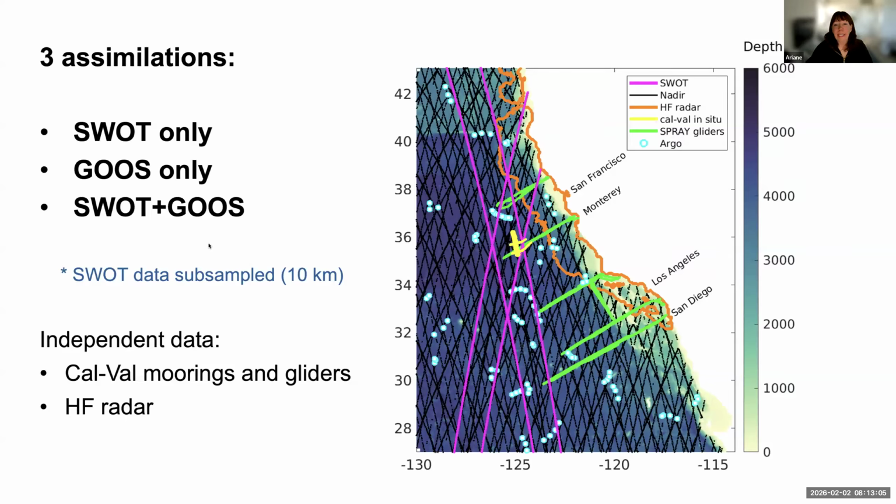And the in situ CalVal data was not assimilated, so that gives us an independent data set we can compare to. Same thing with the high-frequency radar data. We have this coastal HF radar data that measures surface currents, and so that is another independent constraint.